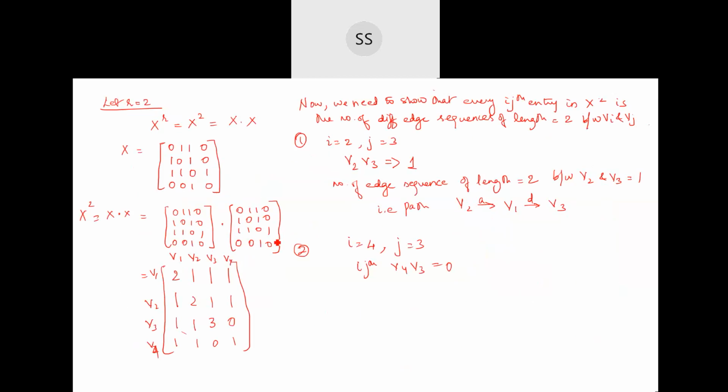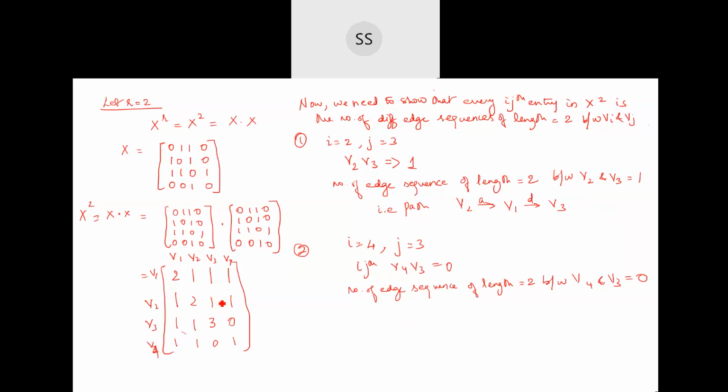Okay, what does the statement mean? It means the number of edge sequences of length equal to 2 between your V4 and your V3 is said to be equal to 0. That is, there is no path between your V3 and V4 which is of length equal to 2. Now you have proved it for R is equal to 2. ഇതിന്റെ എലിമെന്റ്സും ശരിയാണെന്ന് നമുക്ക് പറയാൻ പറ്റി.